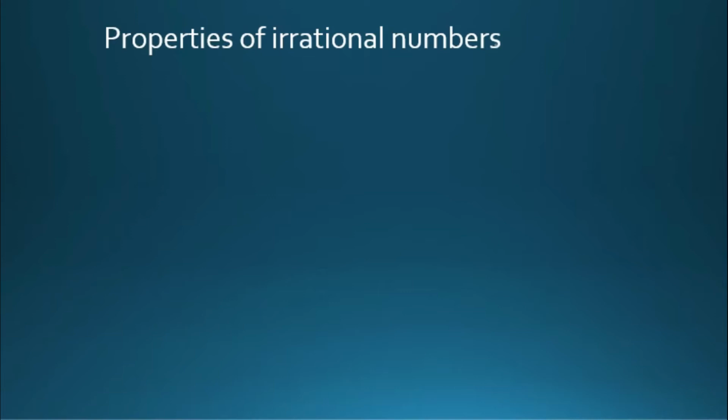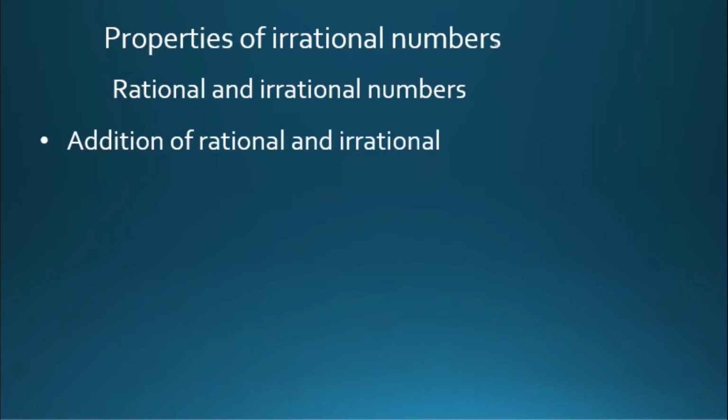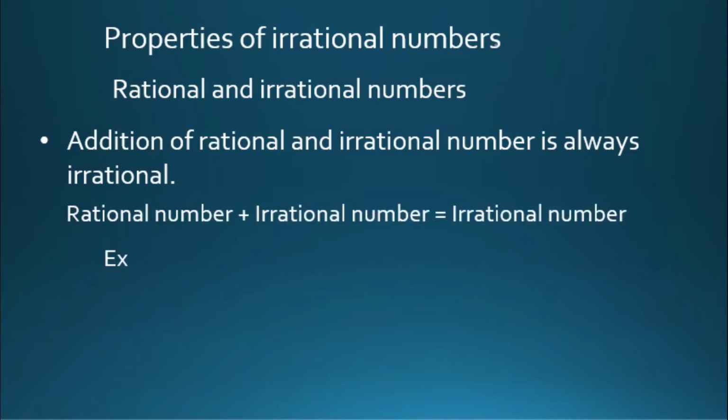Properties of irrational numbers help us to pick up irrational numbers out of a set of real numbers, rational and irrational numbers. Addition of a rational and an irrational number is always irrational. Rational plus irrational is equal to an irrational number. For example, root 2 plus 1.